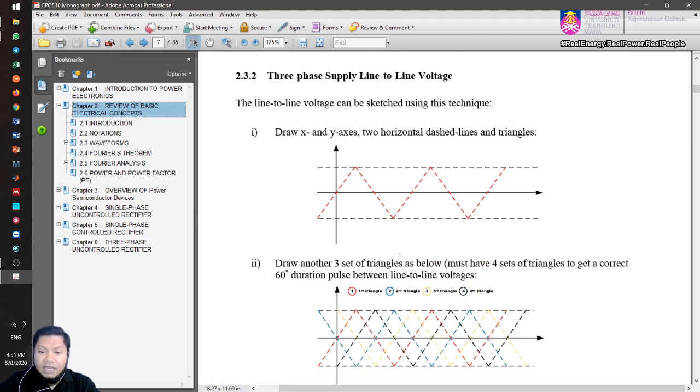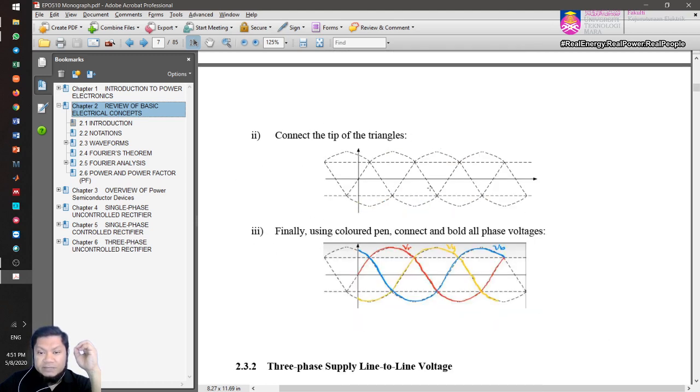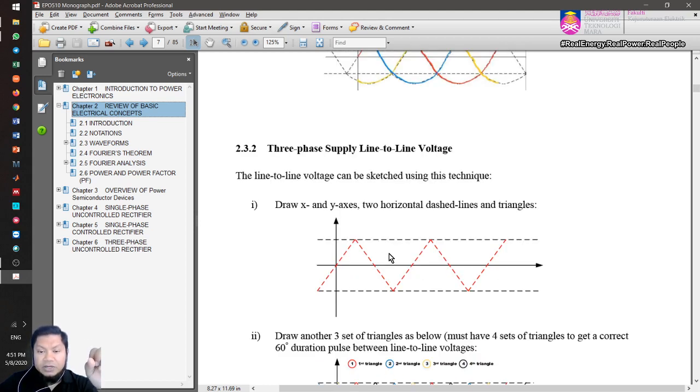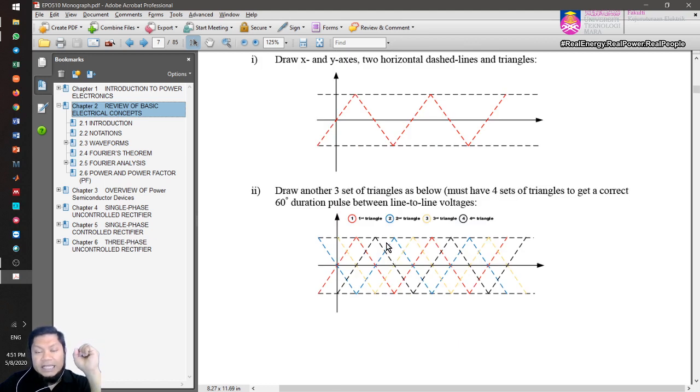And you can try to draw the three-phase. I'll give the details of how to do it. This will be discussed when we look into the three-phase full wave rectifier, where we need to draw the line-to-line voltage. So this is for phase voltage, and this is the tips for line-to-line voltage. So I leave it to you. Make sure that you come back to this 2.3.2 and try to draw the three-phase line-to-line voltage.